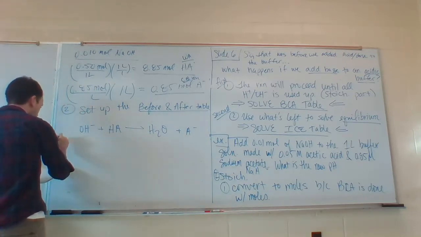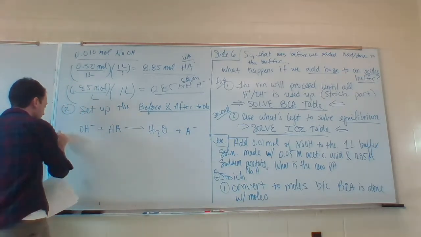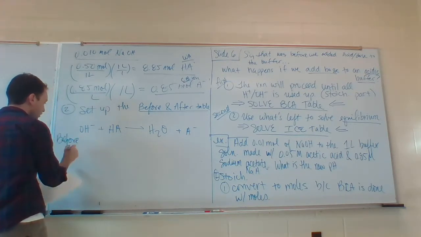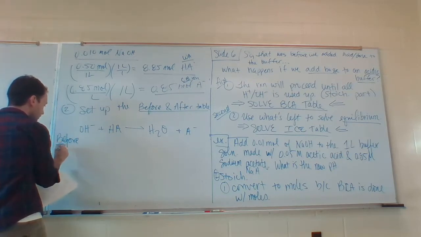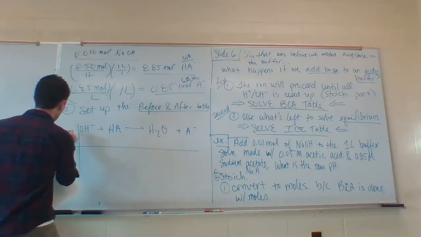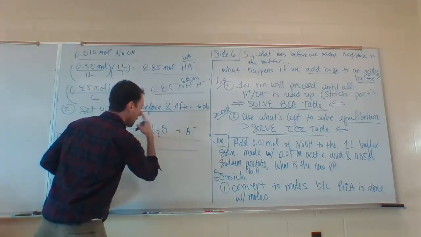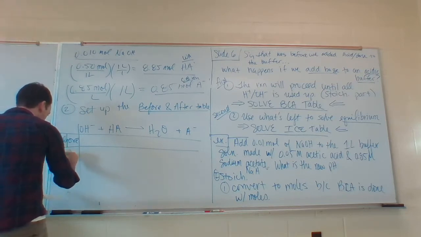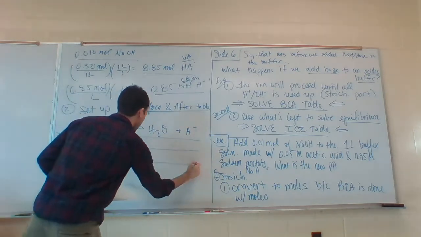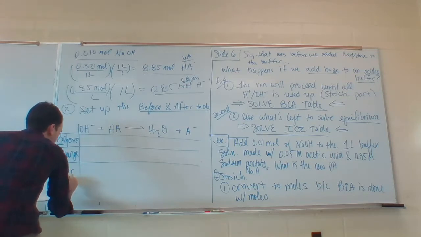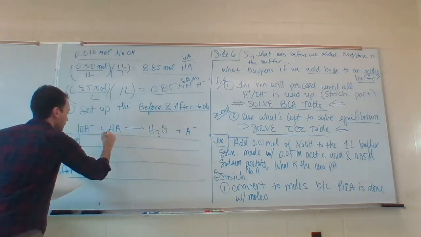So the very first thing we do is we put our initial, or in this case, our before row. That's why it's called the B. Then we're going to put in our change. That's where the C comes from. And then we're going to put in our after. That's where our A comes from.